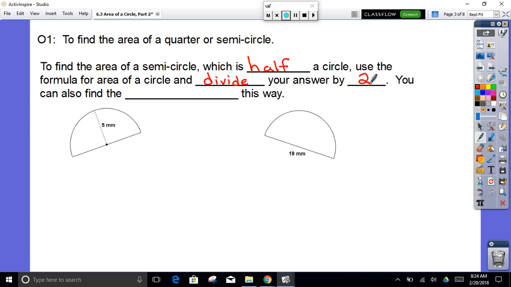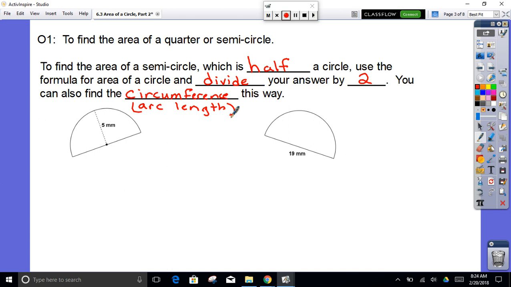You can also find the circumference this way, because when you have a half circle, technically you're not finding the circumference. You should actually call it, I think it's called the arc length, because you're not finding the whole distance around, you're not finding this piece, you're only finding the circular part. So half of the circumference gives you what's called the arc length.